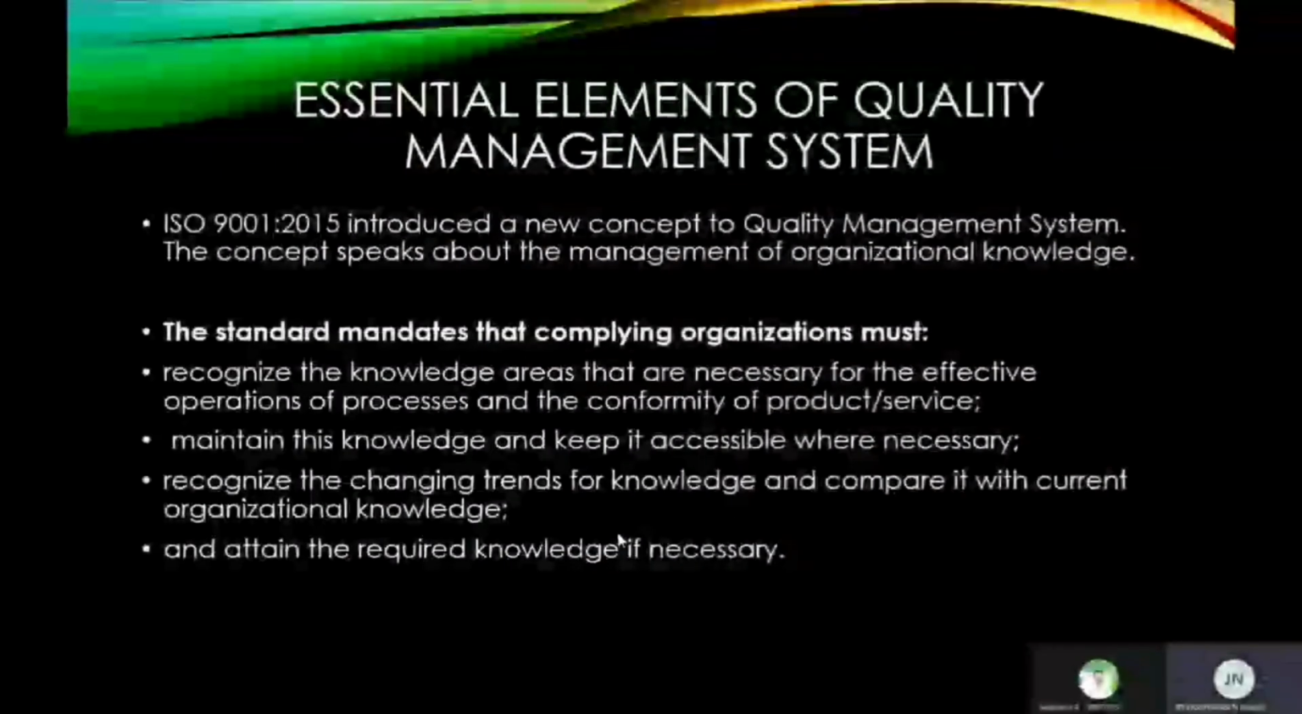Next, these are the essential elements of a quality management system. So the standard mandates that a complying organization must recognize the knowledge areas that are necessary for the effective operation of processes and the conformity of products or services. So it must maintain this knowledge and keep it accessible wherever necessary, and attain required knowledge if necessary.